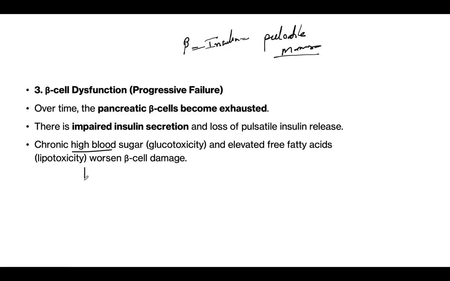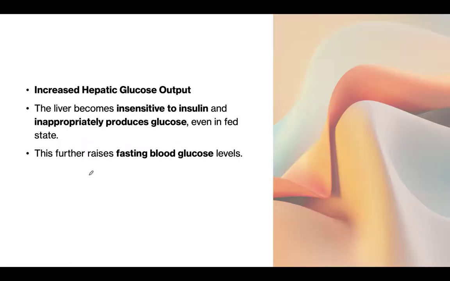So there will be a chronic high blood sugar level, and if you go with the blood test report, you will see elevated free fatty acids from lipolysis. In the last video I told you how lipolysis takes place and how ketone body formation happens. Now the liver becomes insensitive to insulin because the insulin receptor is not working. So the liver produces glucose, which further raises the fasting blood glucose level in the body.